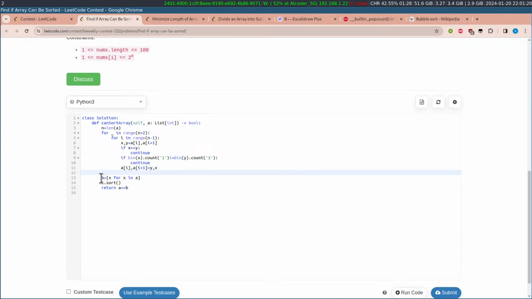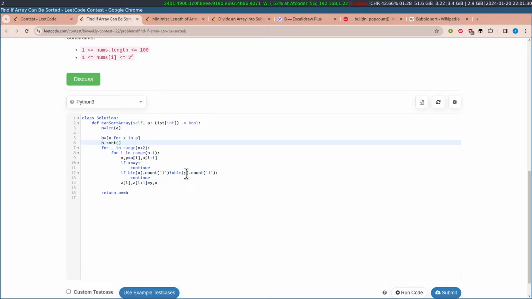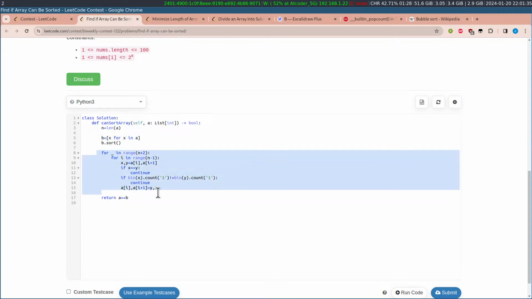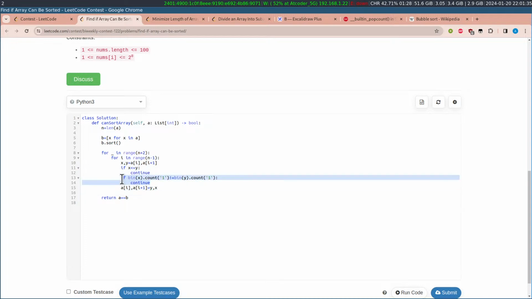At last, take the final array. You can do it before as well. First, see how the sorted array looks like, and at last just check after performing the bubble sort with the additional condition that the set bits are equal, we can do that.